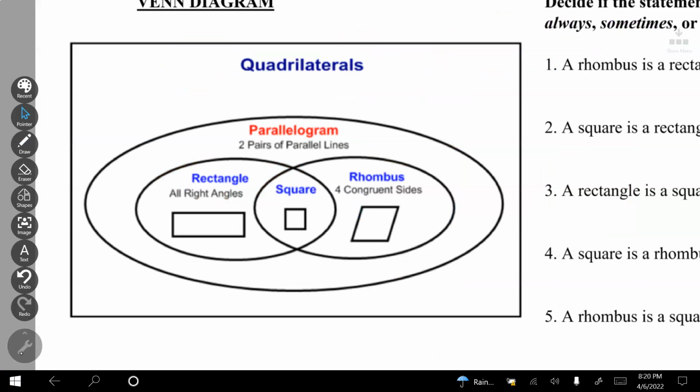So in the Venn diagram of quadrilaterals, any 4-sided figure, a special part of it is parallelograms, two pairs of parallel sides. Inside of that, we have rectangles with all right angles, rhombuses with all 4 congruent sides, and then in the middle, that shares both ideas, is a square that has all right angles and 4 congruent sides. And there's more space. There's more things in quadrilaterals. We'll talk about that at a later date.